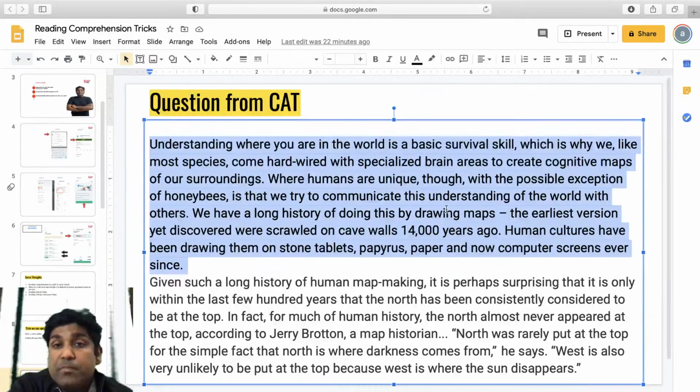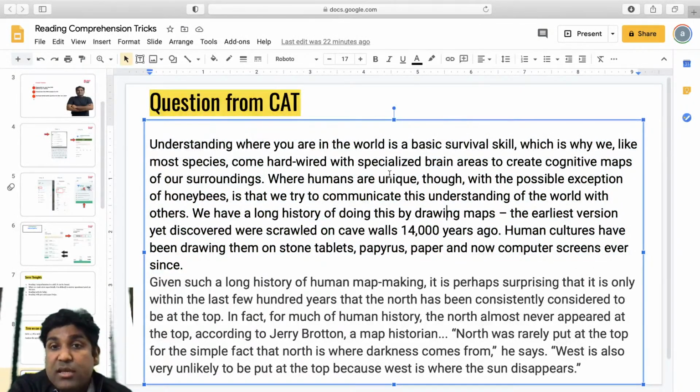Understanding where you are in the world is a basic survival skill, which is why we, like most species, come hardwired with specialized brain areas to create cognitive maps of our surroundings. So this line talks about what? Navigation.